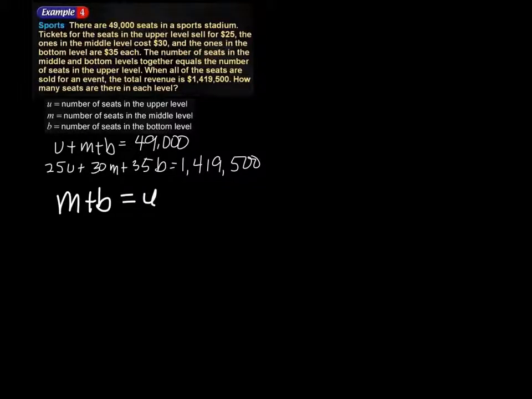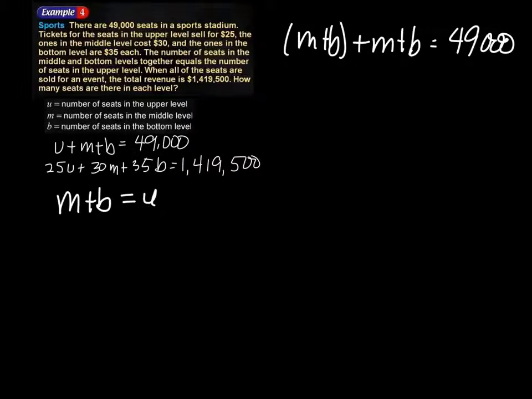Okay, so that's begging us to do a little substitution. If we take that first equation and where there was a u, we're going to replace it with m plus b. And then going on, plus m plus b equals 49,000. We can combine our like terms. We have 2m plus 2b equals 49,000. Yeah, we're going to hold that thought for a second.